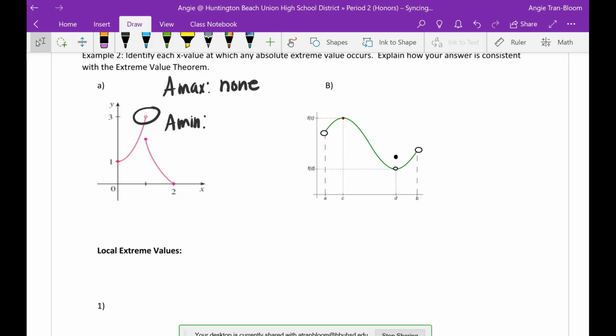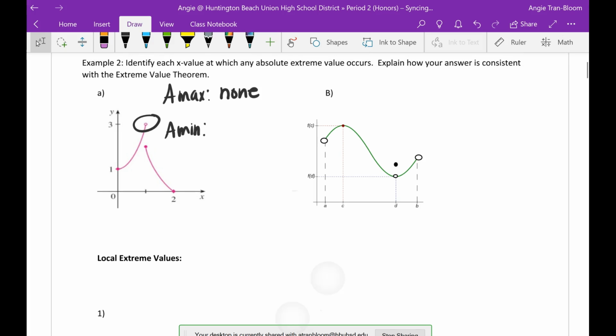Okay, absolute min. Tina, any? At x equals 2. Okay, absolute min is 0. Would you agree with that? Anybody know what I'm talking about? Absolute min is 0, in parentheses. What am I talking about? The y value. You can write x equals, referring to the x. All right, so you do have an absolute min.